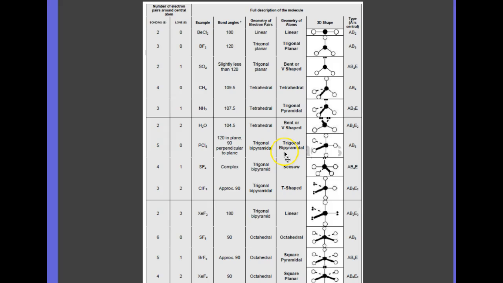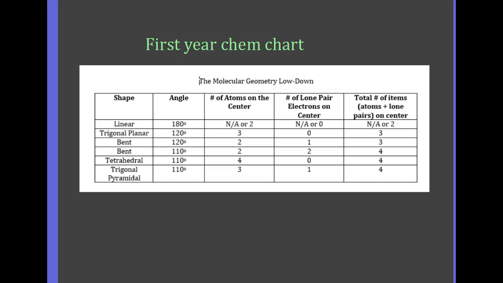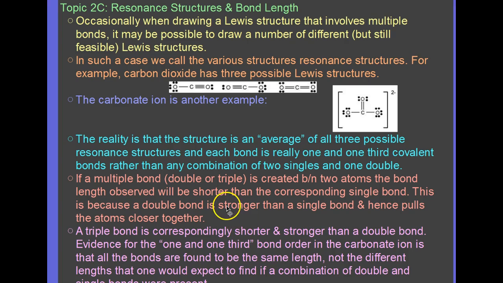And here's a trigonal bipyramidal. We never talked about trigonal bipyramidal. We never talked about seesaw or T-shaped. We never talked about octahedral or square pyramidal or square planar. So first year chemistry, apparently we got off extremely easy.